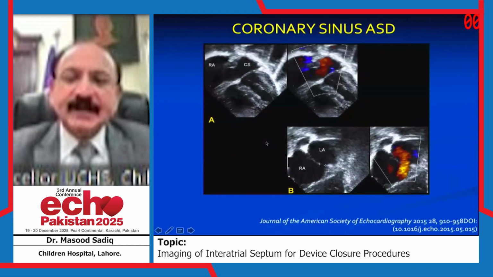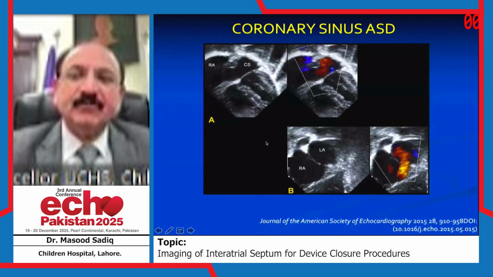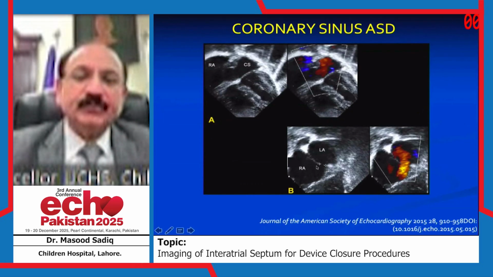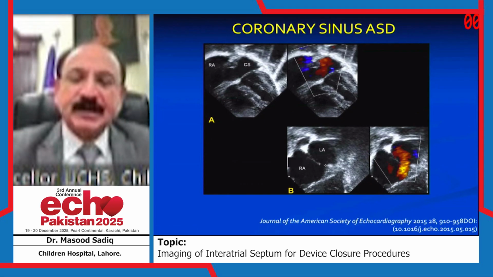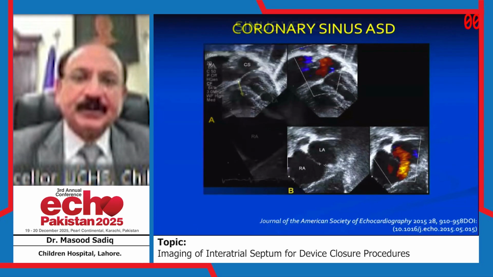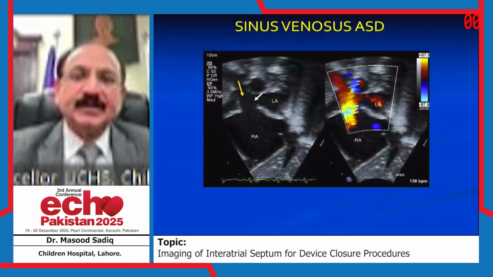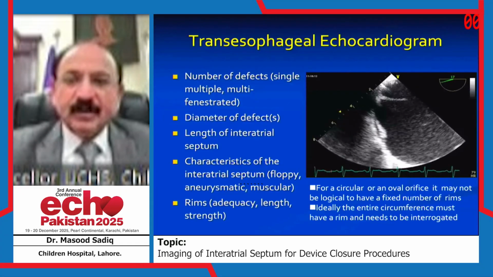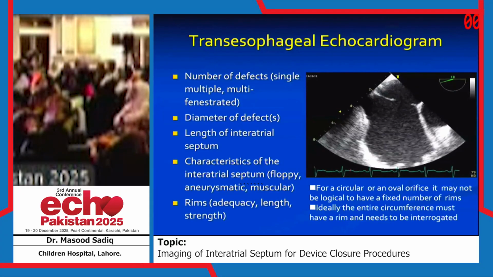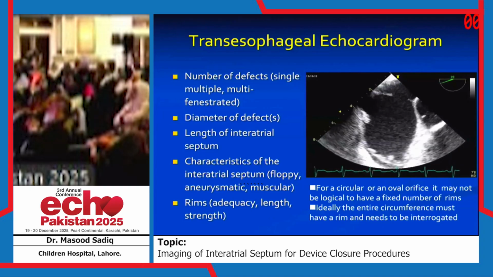Coronary sinus ASD can be a little difficult to pick up, but I think it needs to be differentiated from an atrial septal defect of secundum type. So we need to make sure that we are not actually dealing with a patient with coronary sinus ASD, as is seen in this particular patient. And that will be true for sinus venosus ASD as well, because these patients are not the ones that you will consider for device closure. Now let's come to the transesophageal echo, because that's really what is required in these patients.